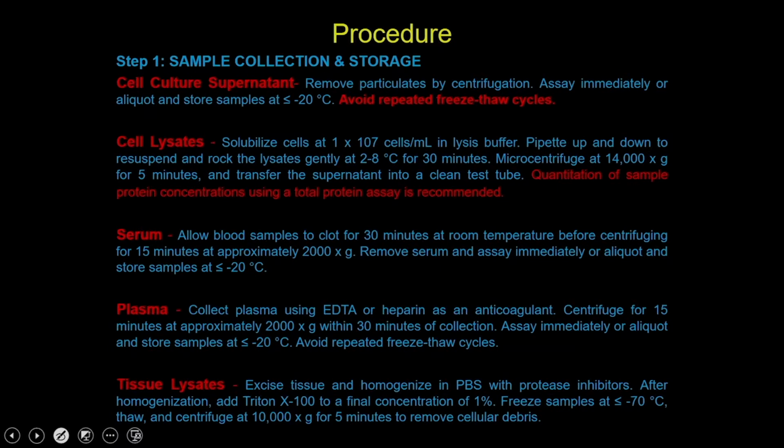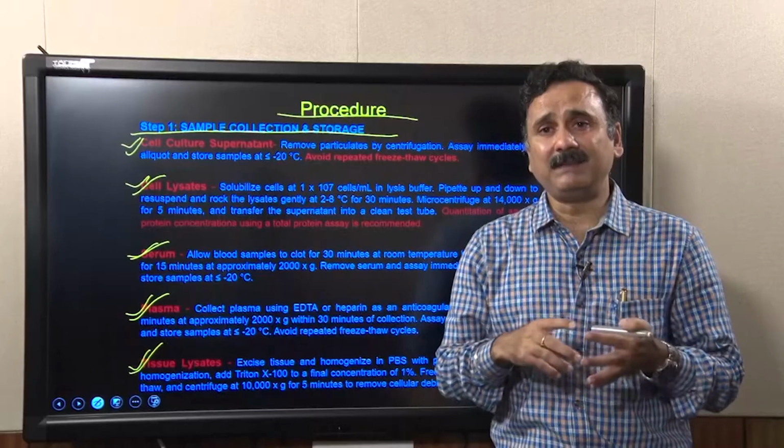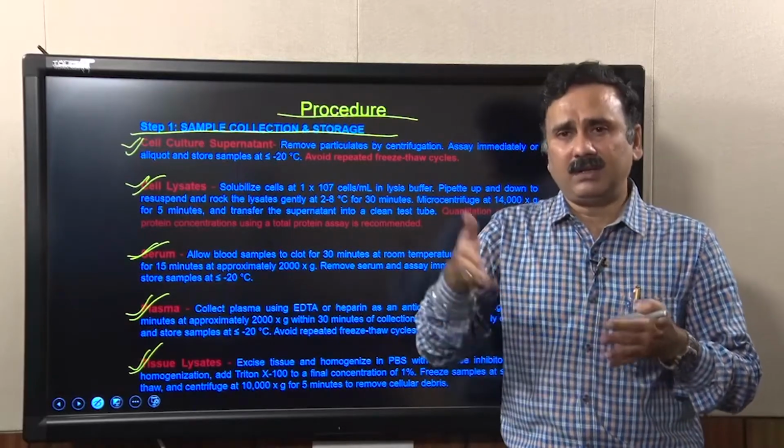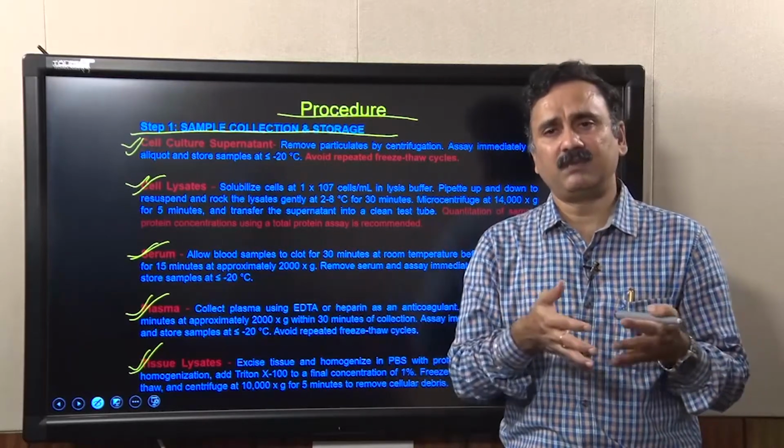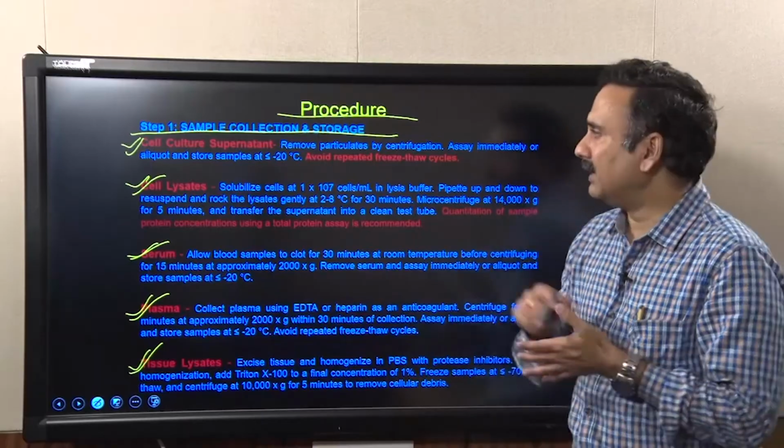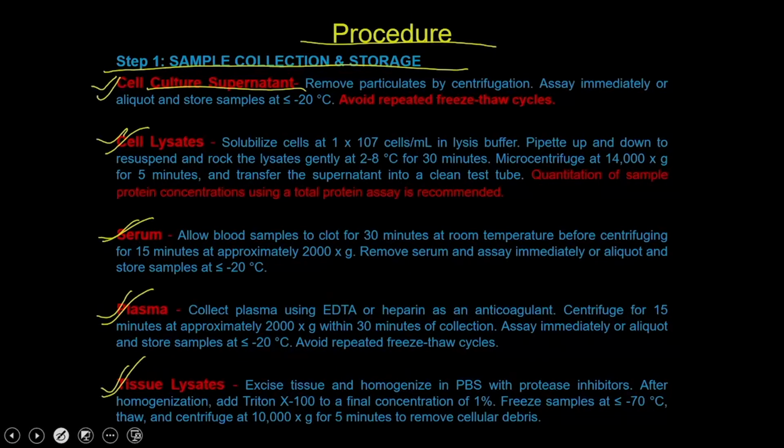So, what is the procedure in step 1? You are going to prepare the samples, and you can have multiple types of sample like cell culture, cell lysate, serum, plasma, and tissues. The processing of all these samples is different, depending on the type of contaminating agents present. For example, in the case of cell culture supernatant, you do not need to do anything except remove the particulate matter, and then you can simply use the supernatant in the cytokine array assay.